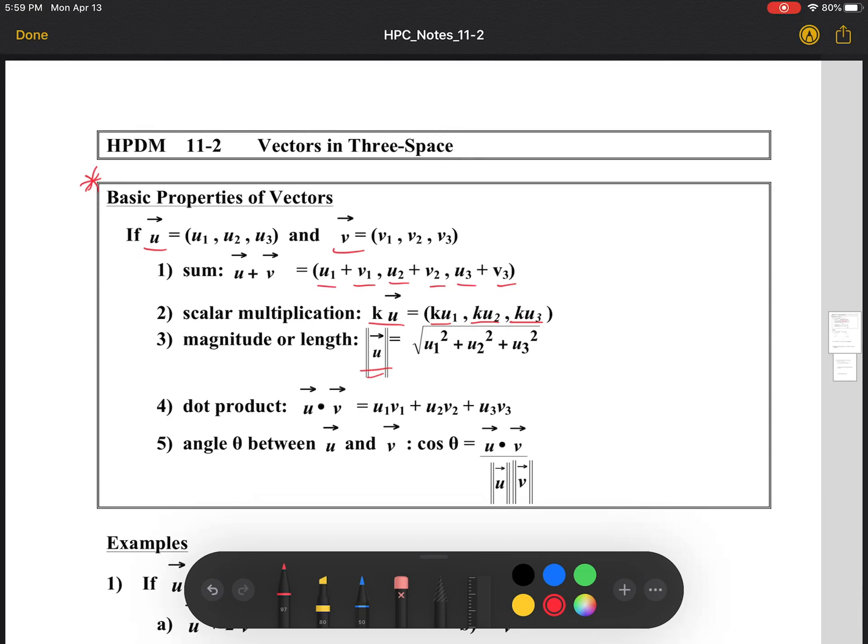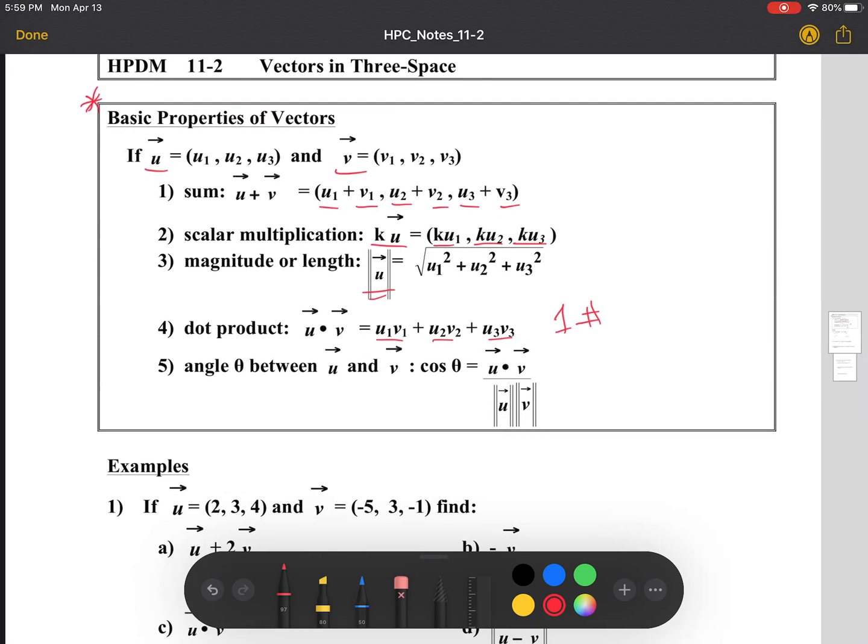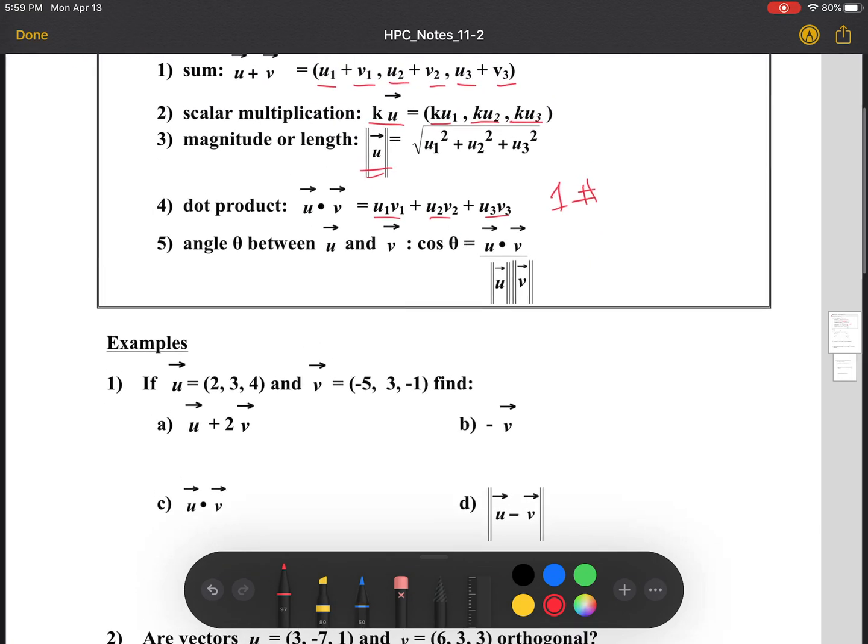Remember our dot product? We do use that dot product to find out if things are perpendicular or parallel. All that is multiplying each component, the first and second and third components together, then adding them up. Remember, you'll get one number, just a single number from that. Then the angle theta between u and v: the cosine of theta equals the dot product of u and v over the magnitudes multiplied.